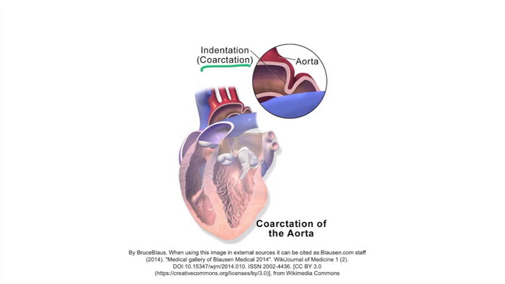If this occurs proximal to the ductus arteriosus, it's called a preductal coarctation. If it occurs distal to the ductus arteriosus, it's called a postductal coarctation. Individuals with Turner syndrome usually have a preductal coarctation.